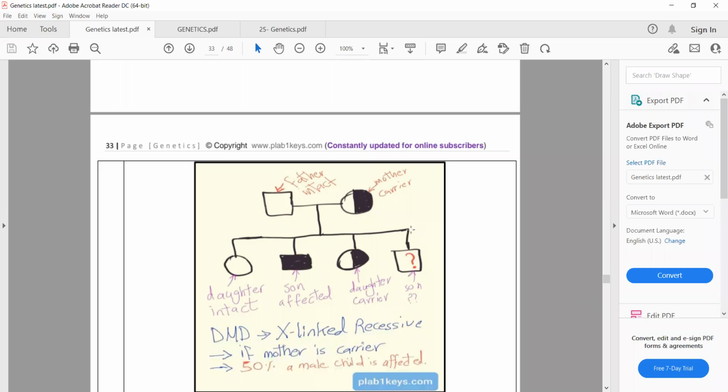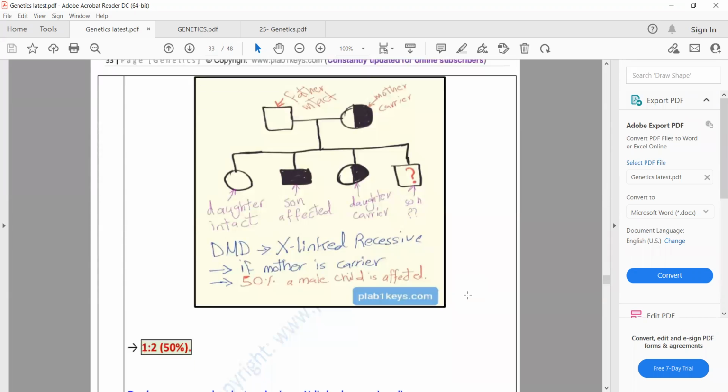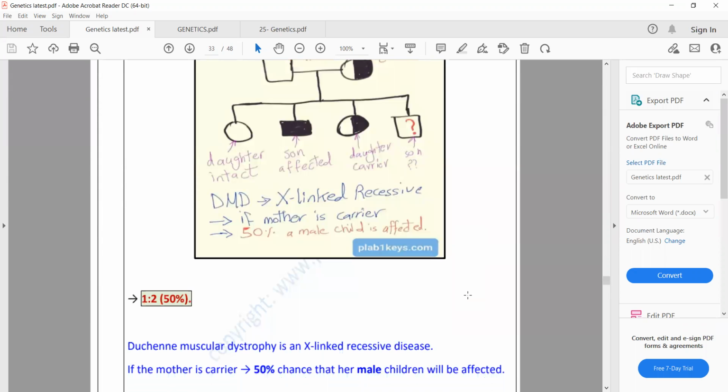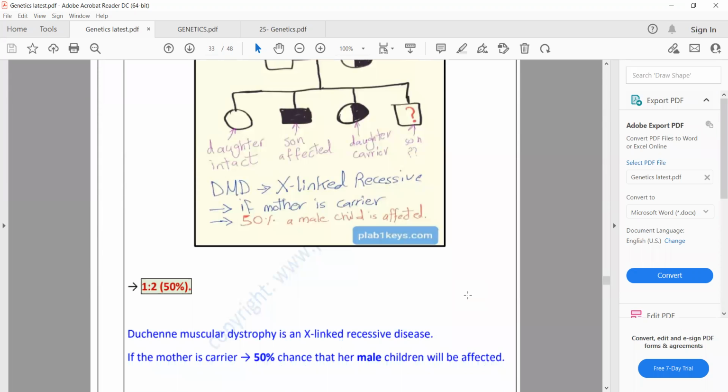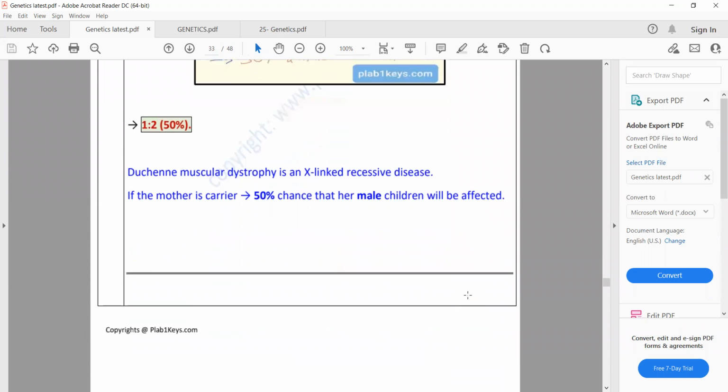So there is a 50% chance that this baby will get the normal X chromosome, and a 50% chance that he will get the abnormal X chromosome. So 1 in 2 chances, or a 50% chance, is that the child will have DMD or Duchenne muscular dystrophy.